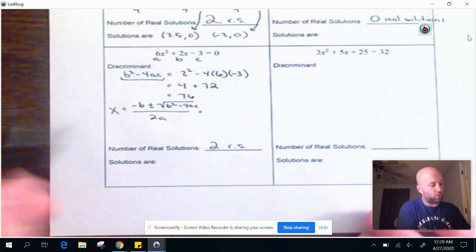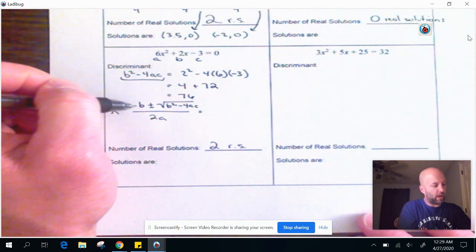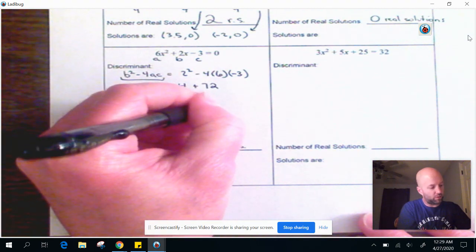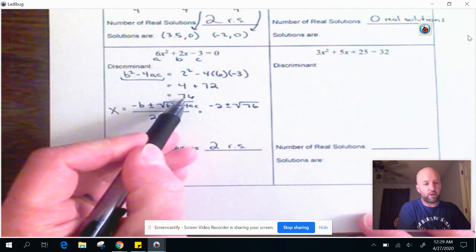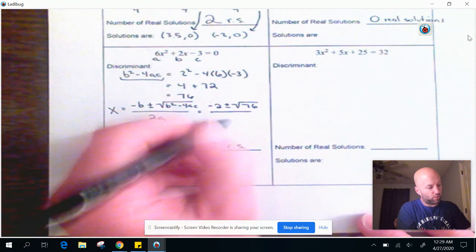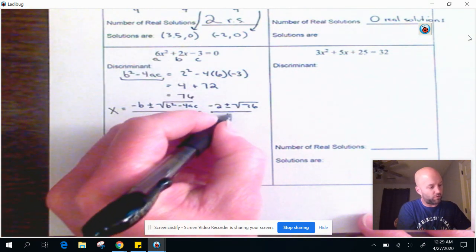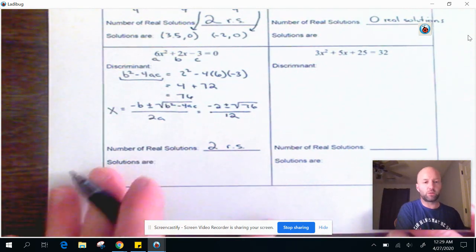We can just jump quickly into this part because we've already solved this. That's the nice part. So negative b, well, b is positive 2 up here, so negative b will just be negative 2, plus or minus the square root of 76, because we found that, all over 2 times a, so 2 times 6 is 12. Okay, now our directions said to leave it in simplest radical form.